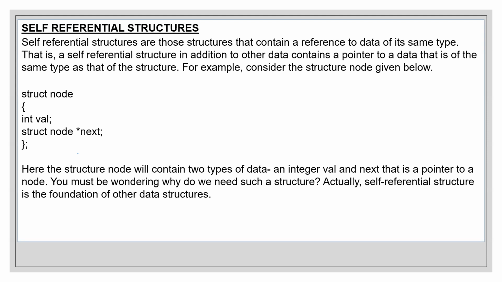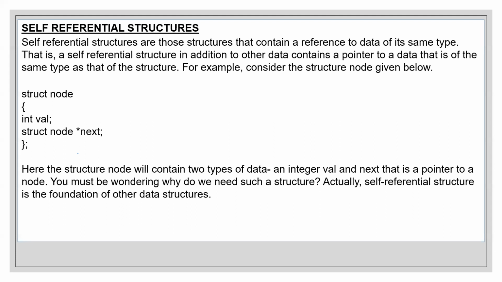Now let's see about self-referential structure. Self-referential structures are those structures that contain a reference to data of the same type. That is, a self-referential structure, in addition to other data, contains a pointer.